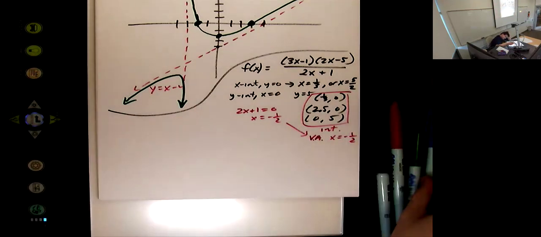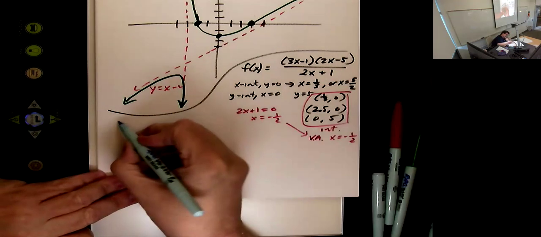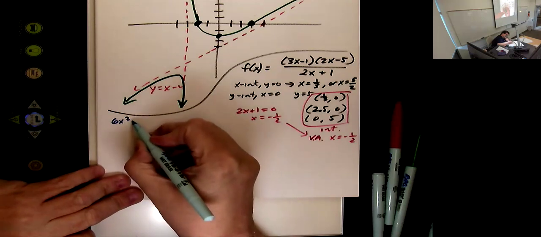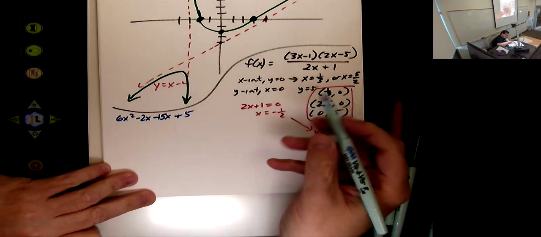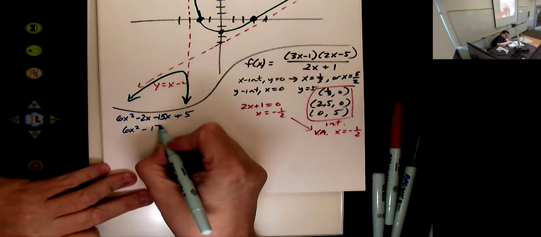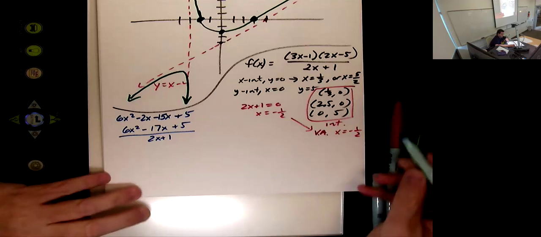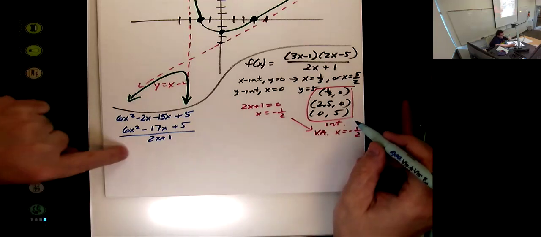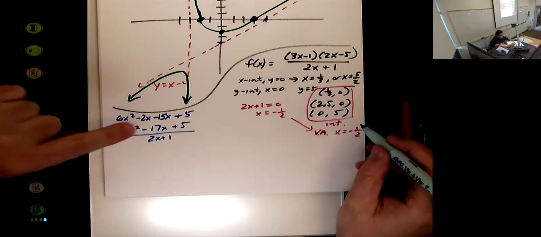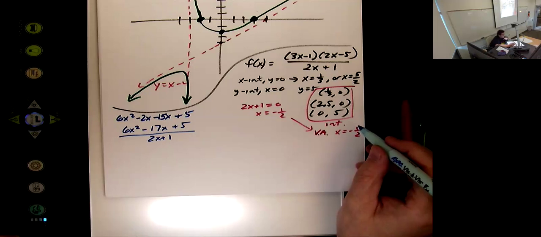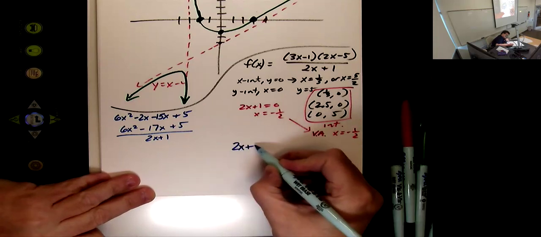For the oblique asymptote, I need to multiply this out. That is 6x squared minus 2x minus 15x plus 5. So I got (6x squared minus 17x plus 5) over (2x plus 1). Synthetic division will give you the wrong answer here. If you don't believe me, watch the Math 335 video. We did one both ways and showed that you get different answers. So we gotta do some long division here.